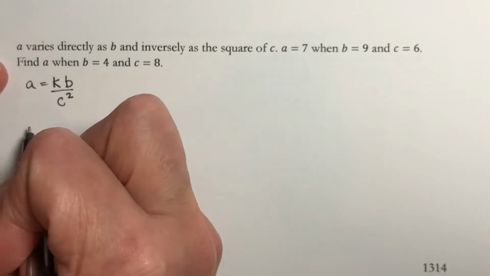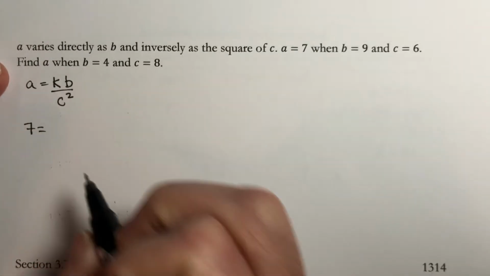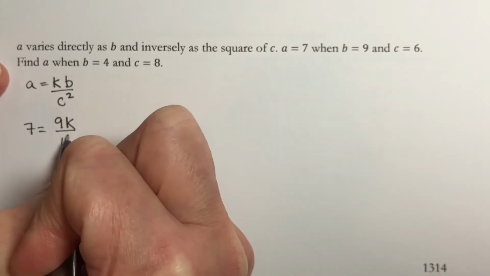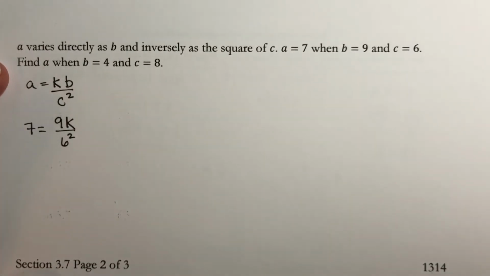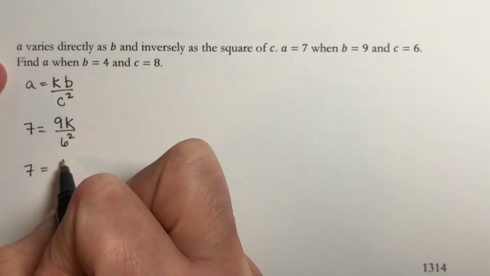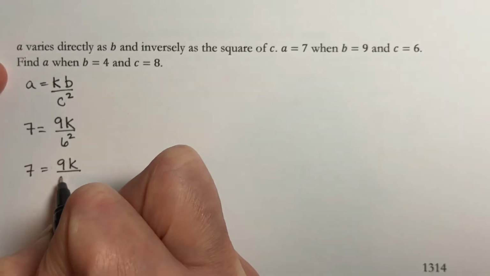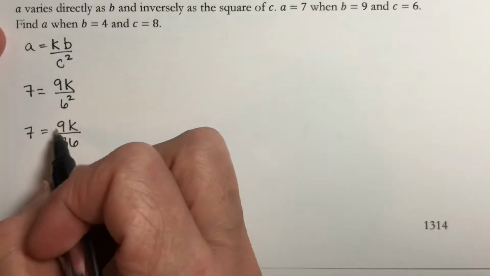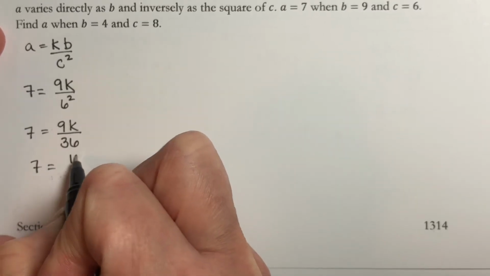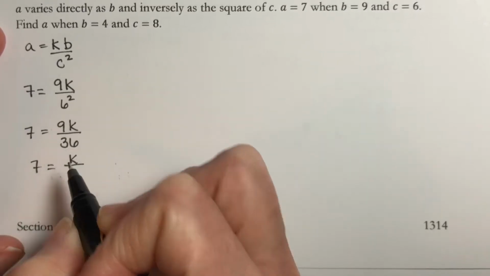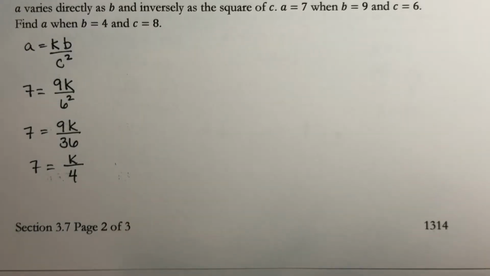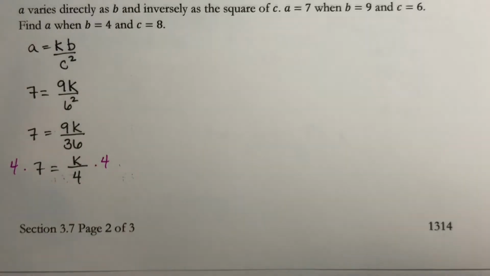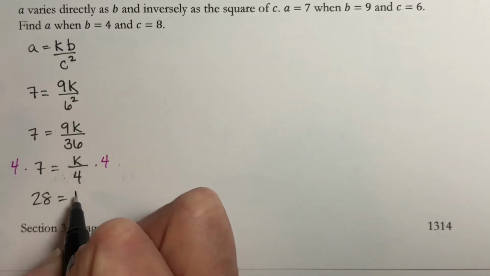A equals 7 when B equals 9 and C equals 6. Okay, so I have 7 equals 9K over 36, which is 7 is equal to K over 4, right? The 9 and the 36 reduced to a 4. So now let's multiply both sides by 4, and we get 28 is equal to K.